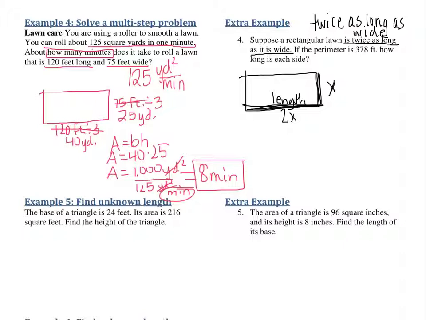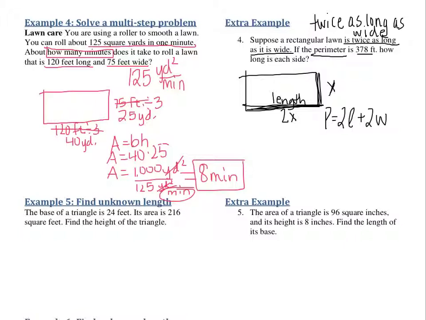So it says the perimeter is this. Well, a formula for perimeter is 2 times the length plus 2 times the width, or 2 times the base plus 2 times the height. It's really the same thing. Length and width, you can use base and height as well.